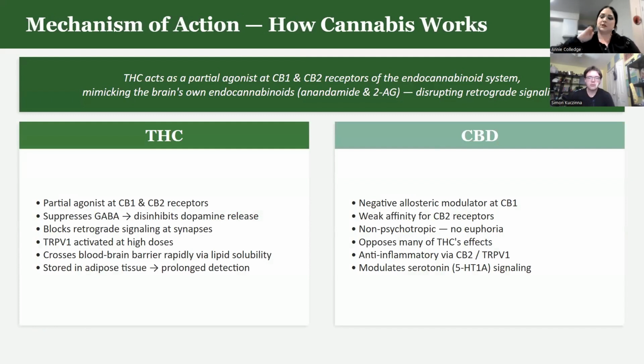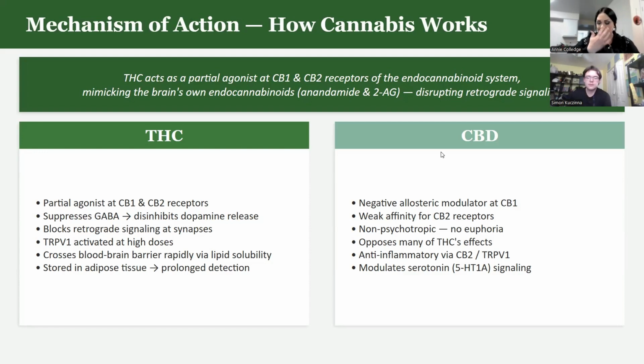So the mechanism of action: how does it actually work in the brain? The key is the endocannabinoid system, a signaling network that our brains produce naturally using molecules called anandamide and 2-AG. These normally work through a process called retrograde signaling. That's where the receiving neuron sends the chemical message back to the sending neuron to regulate how much neurotransmitter gets released. It's kind of like a feedback control system.